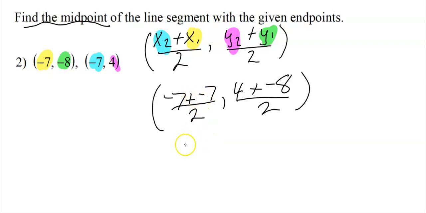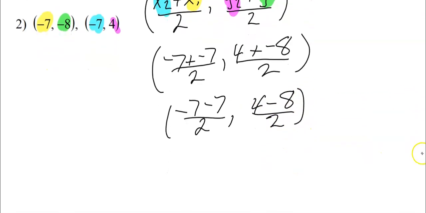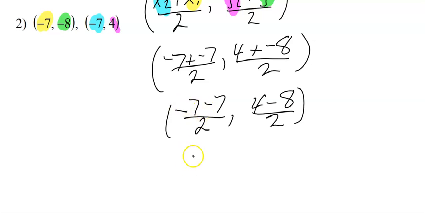Alrighty, so plus a -7. If we want to write this down again, -7 plus a negative, that just means -7, divided by 2. 4 plus -8, so that's 4 minus 8, divide that by 2. Okay, let's keep simplifying. -7 minus 7, that's -14 divided by 2. And then 4 minus 8, that's -4 divided by 2.